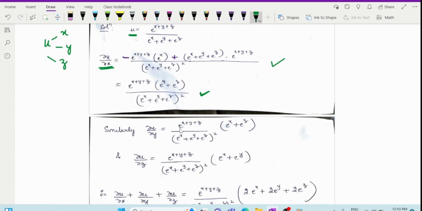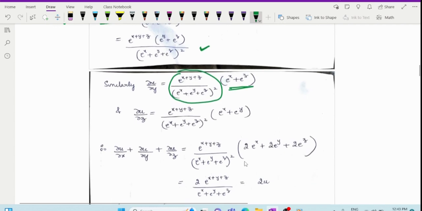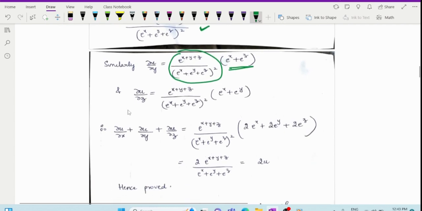This is all symmetric, so these terms will come as they are. Here, instead of when it was with respect to x, it was e to power y z coming here. So with respect to y, e to power x, e to power z will come. Similarly, for del u by del z, e to power x, e to power y will come.